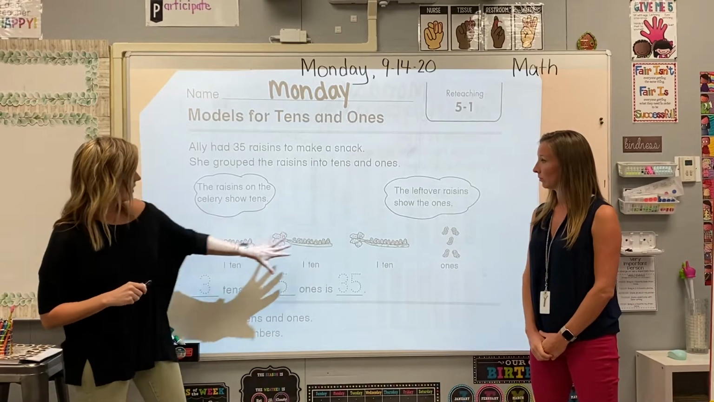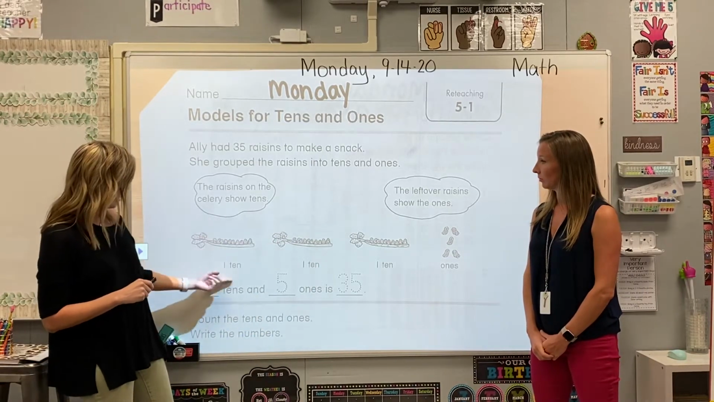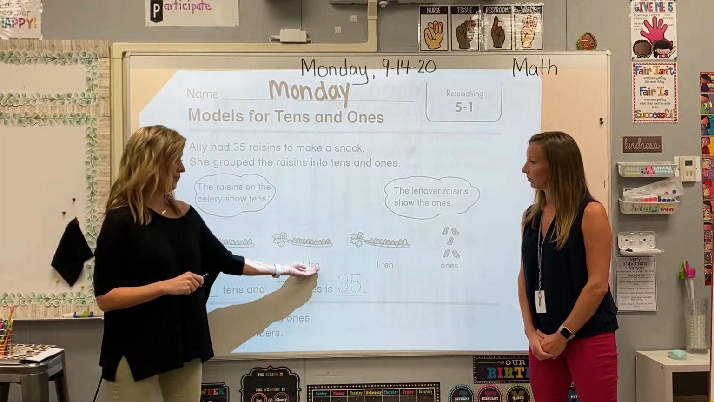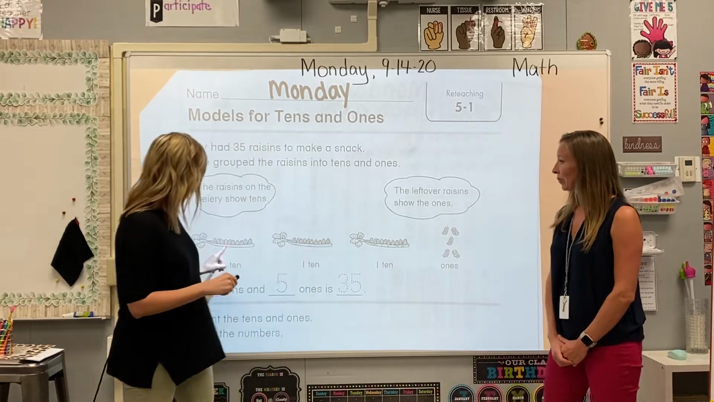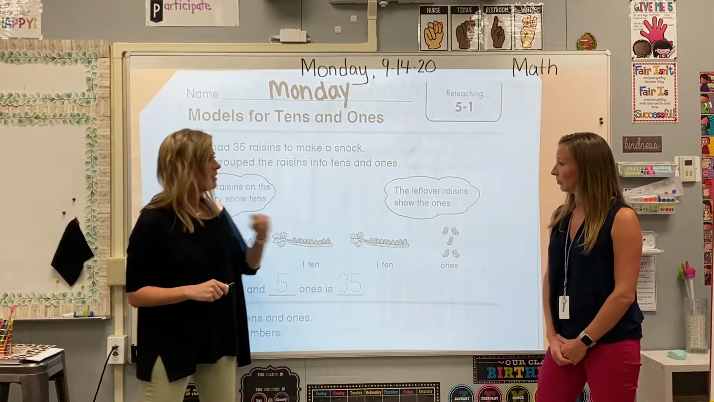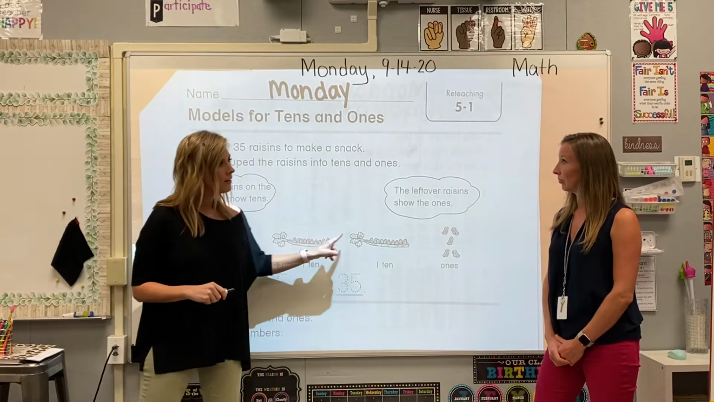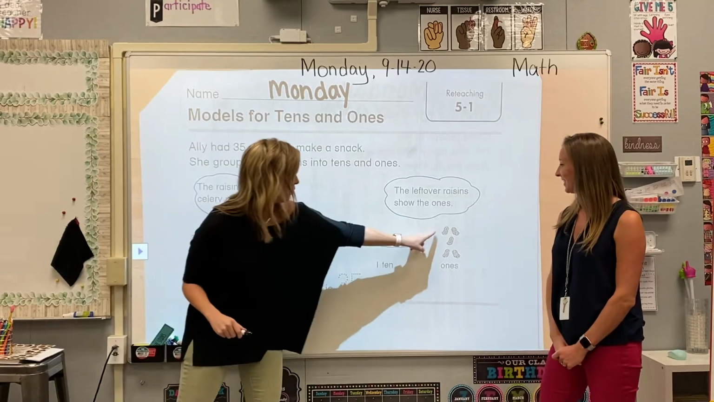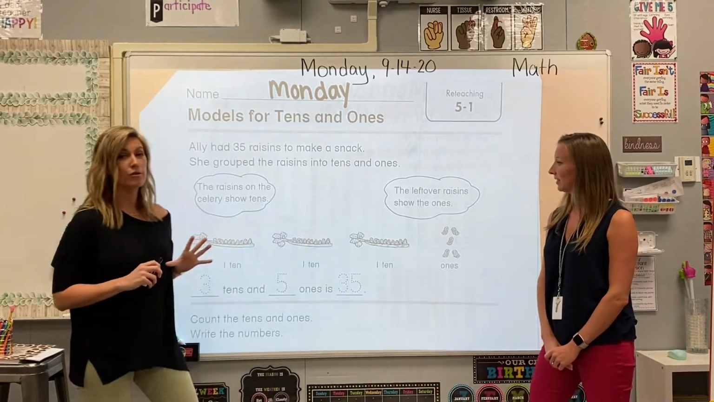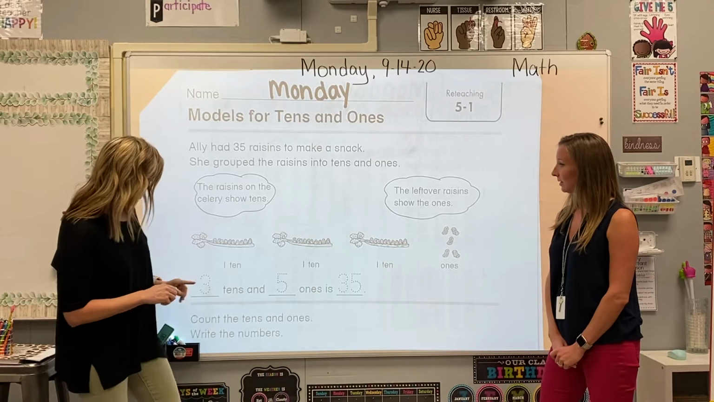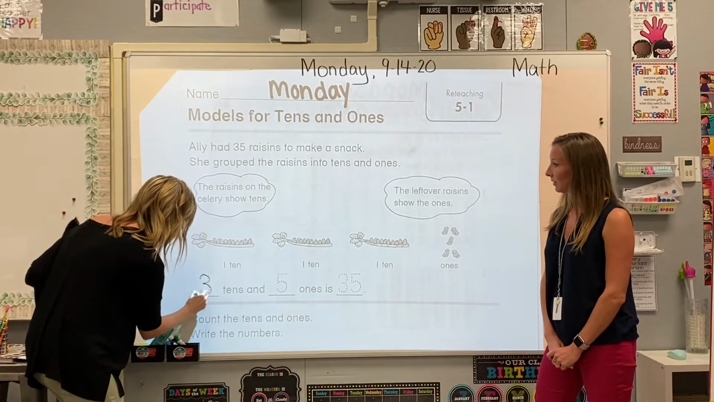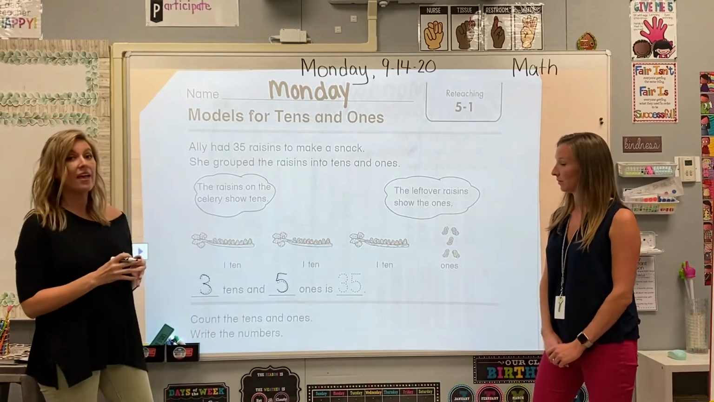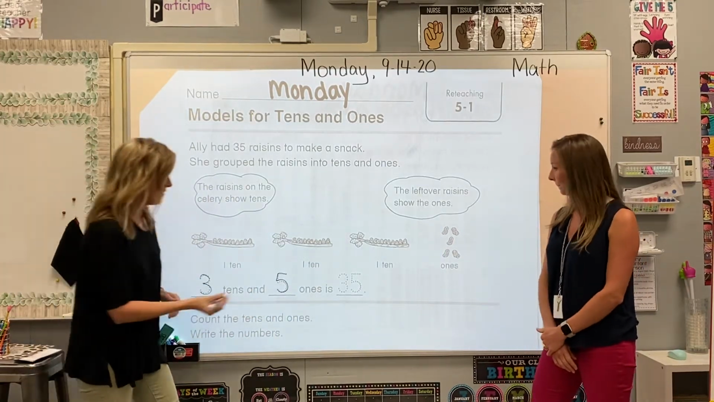So if I'm looking at the example they have for me, I see one group of 10. Here's a celery stalk with 10 raisins on it. Two groups of 10, three groups of 10. So 1, 2, 3 groups of 10: 10, 20, 30, counting by tens. And then I have 1, 2, 3, 4, 5 single raisins, so 5 ones. So down here, I have 3 tens and 5 ones. And if I put those together, I would get the number 35.